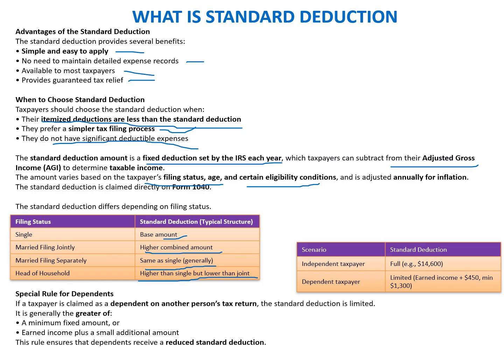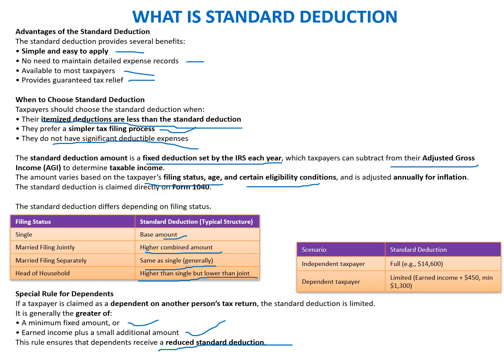There is a special rule for the dependent. If a taxpayer is claimed as a dependent on another person's tax return, the standard deduction is limited. It is generally the greater of the minimum fixed amount or the earned income plus a small additional amount. This ensures that the dependent receives the reduced standard deduction. So in the last slide we also looked at the exception for who cannot claim the deduction. So we understood that the exact standard deduction cannot be claimed by the dependent individual.